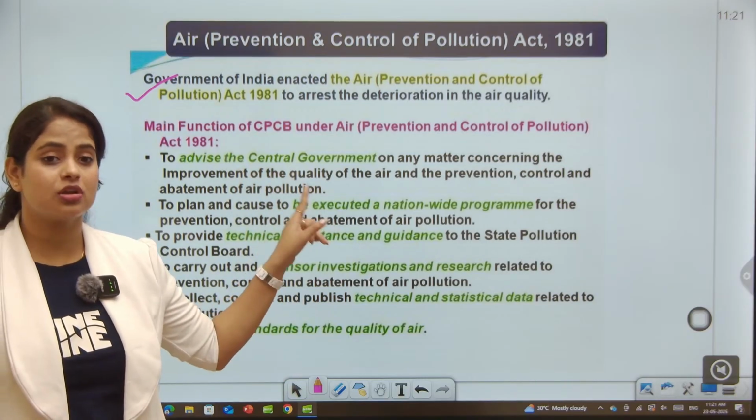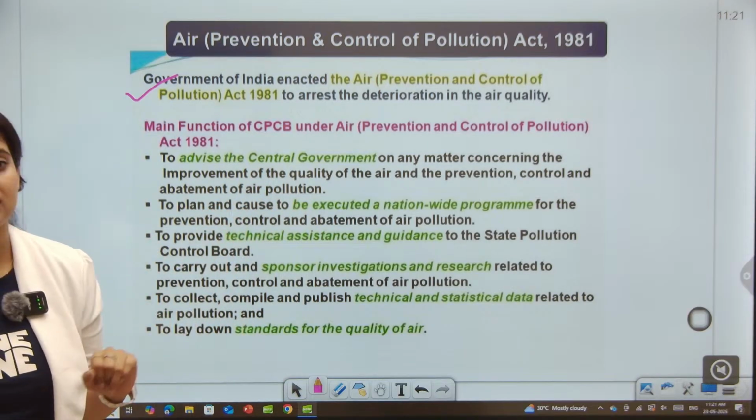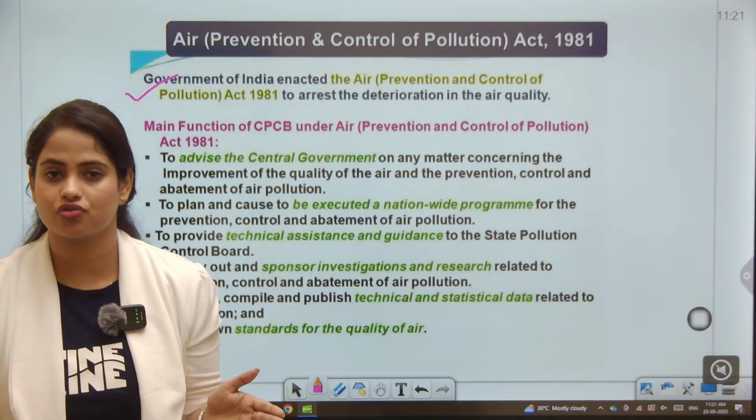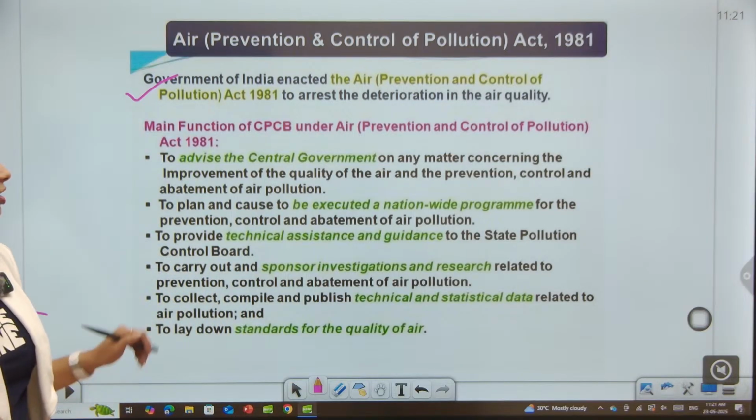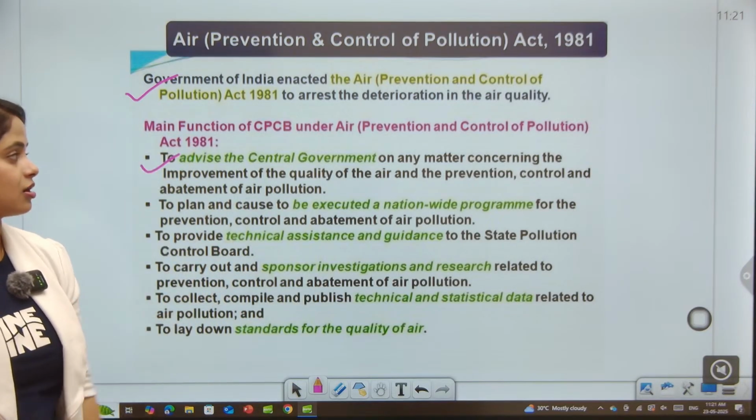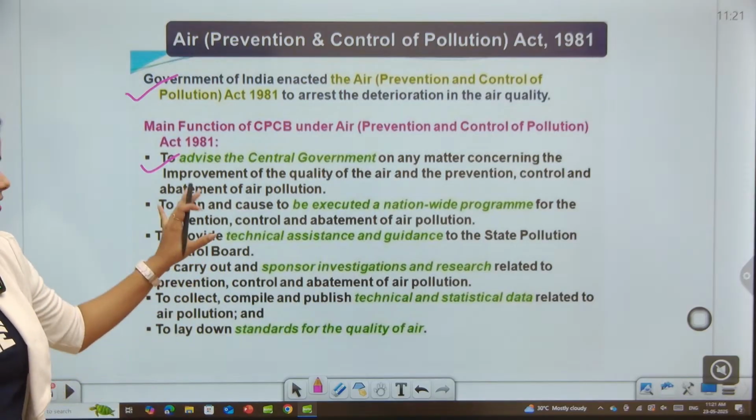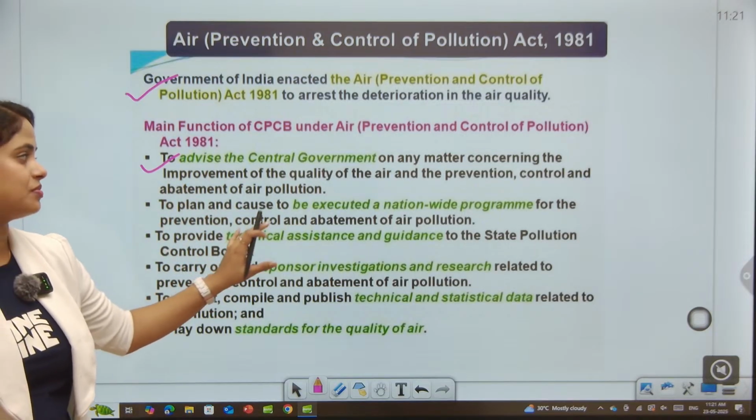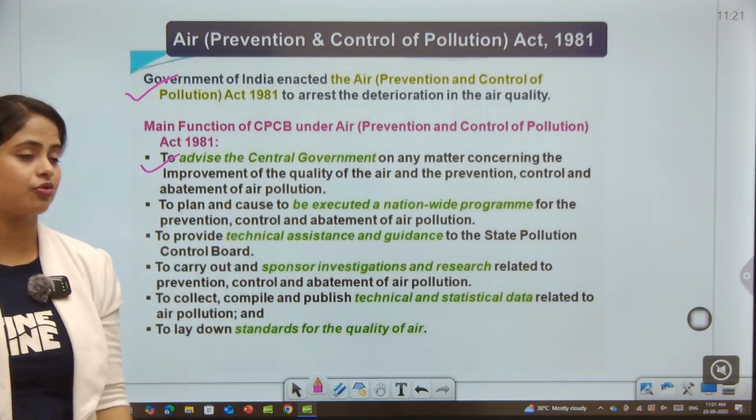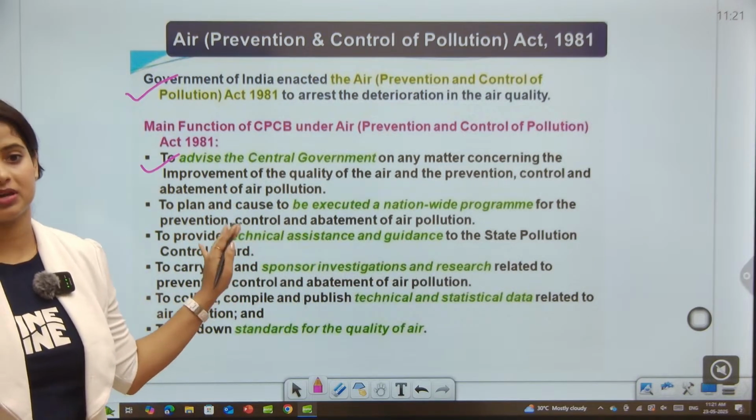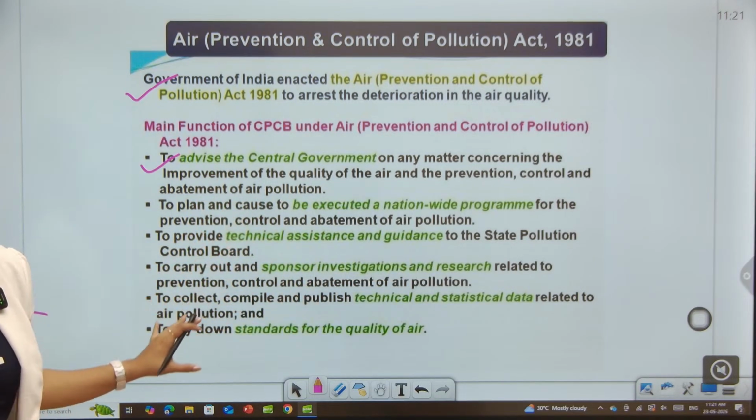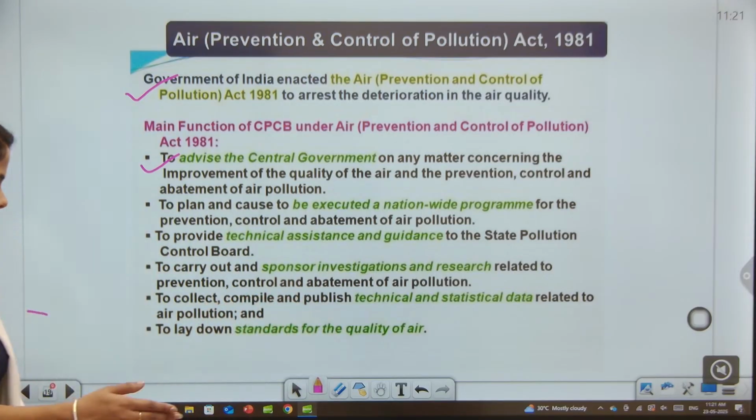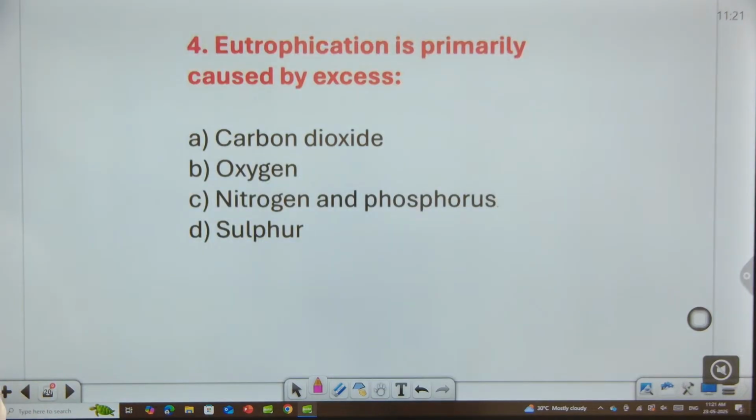The main function of the CPCB under the Water (Prevention and Control of Pollution) Act 1981 is to advise the central government, and to plan and cause to be executed a nationwide program for the abatement of air pollution. Everything you can have a look here. So moving to the next question, guys.